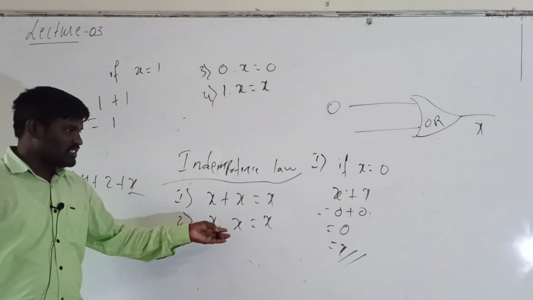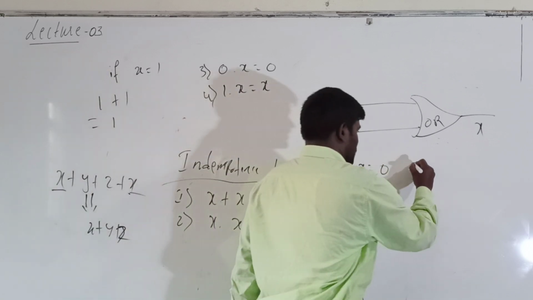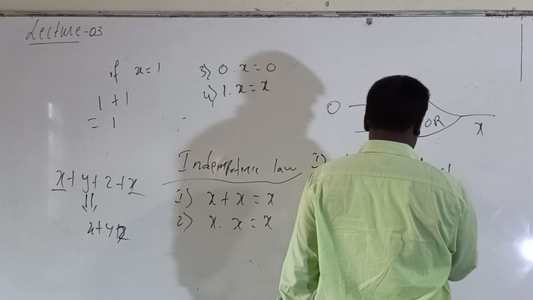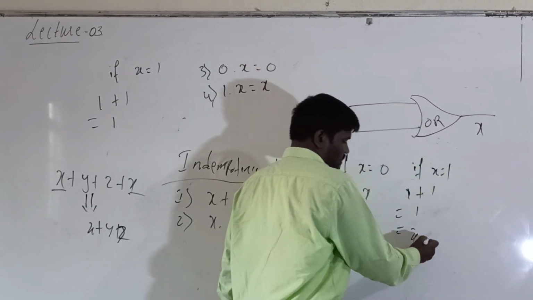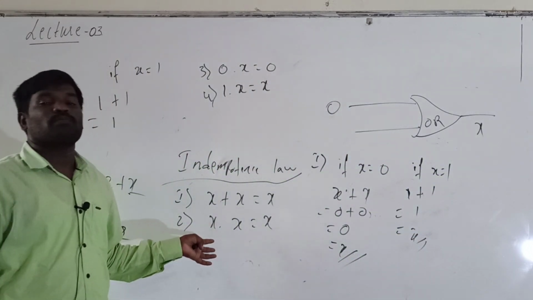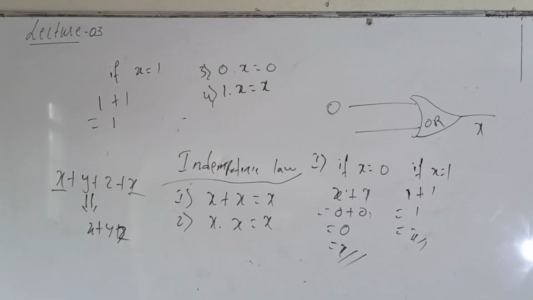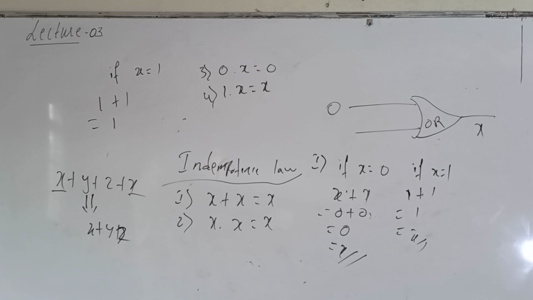In the same way, x into x. See here, if x is equal to 1, I can prove 1 into 1 is equal to 1, which is equivalent to x. In the same way, you can prove that x into x is equal to x. So this is the idempotence law.